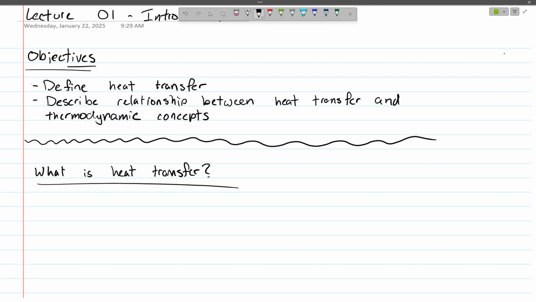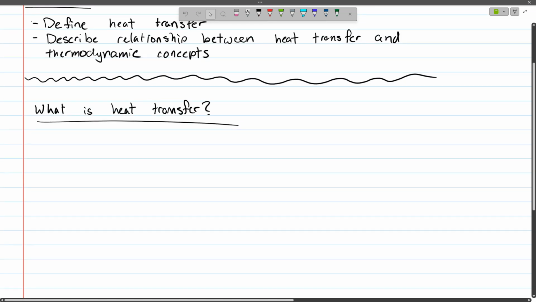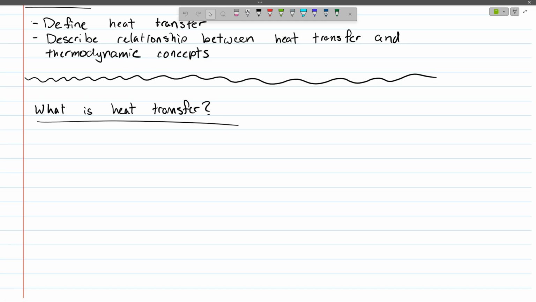So what's interesting, though, is that heat transfer, the name itself, is a little bit of a misnomer. So we often think about the idea that heat is itself thermal energy. But in reality, heat is the mechanism of energy transfer.